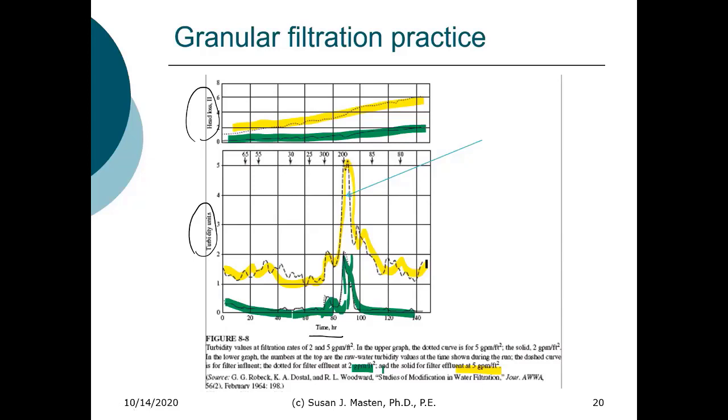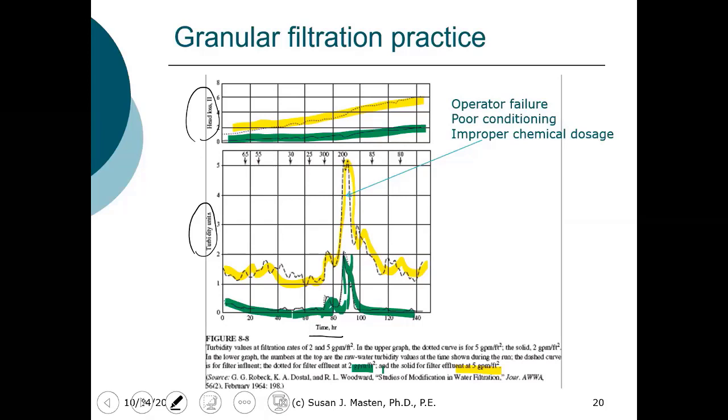So what has happened here? Okay. Things are going along really, really well. It's got a low turbidity, some fluctuations here. The head loss is pretty constant. And then all of a sudden, we see this significant increase in the turbidity. So what can be happening here? Why could this have occurred?